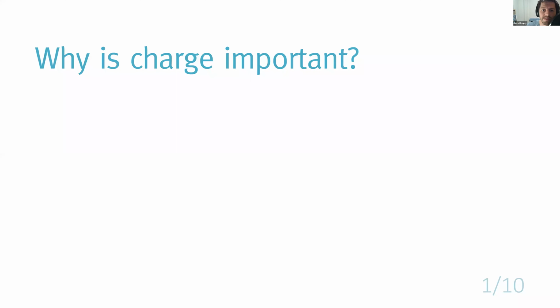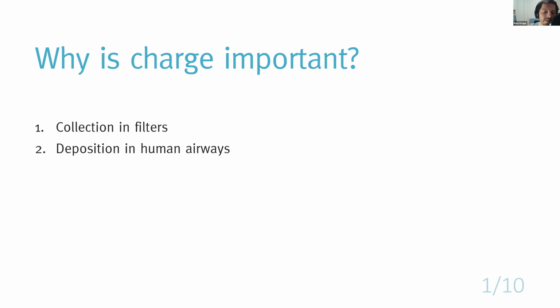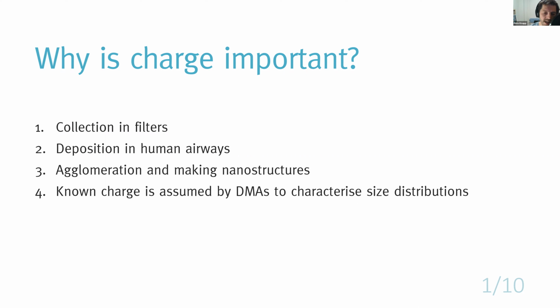Okay, so why is charge important? Electrical charge helps to make filters collect more efficiently. They deposit in different parts of the airways. They agglomerate differently in making nanostructures. That's important. And the known charge is assumed by these DMAs to characterize the size distributions. If the assumption is wrong, then maybe DMAs are giving values on size distributions that are not quite right. And also in terms of weather, air pollution, and so on, charge is also important.